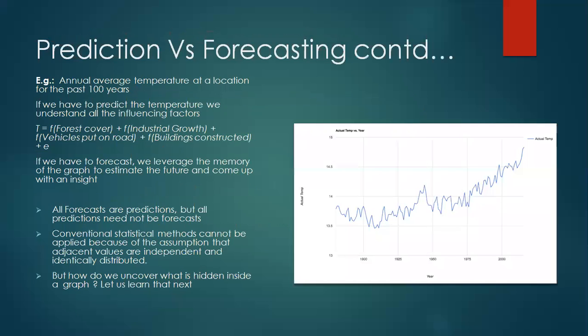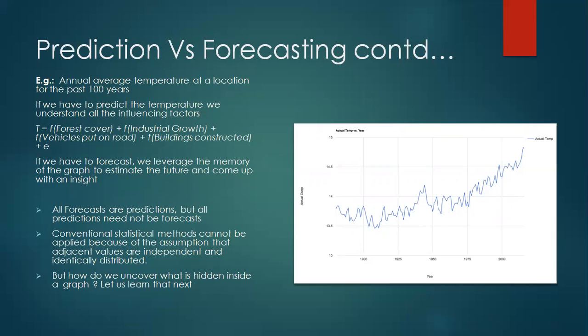Let me take a small example here. If I were to measure the average annual temperature of a particular city for the past 100 years, as you can see on the screen here, there is a certain graph which has been plotted, which shows on the x-axis the year and on the y-axis the average temperature that was captured. There is a certain graph that is plotted with its own ups and downs.